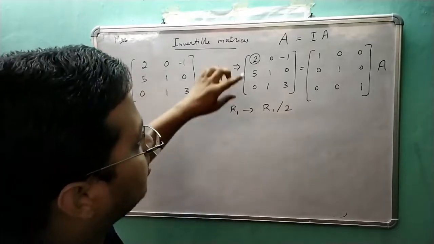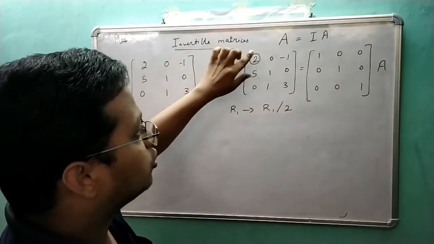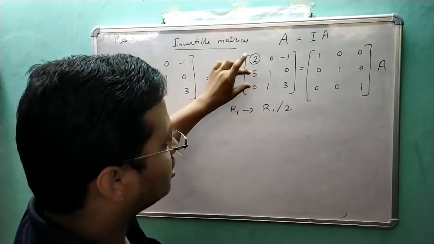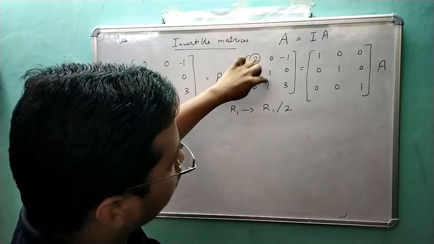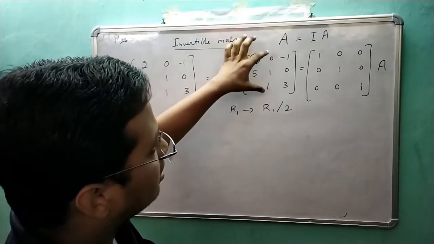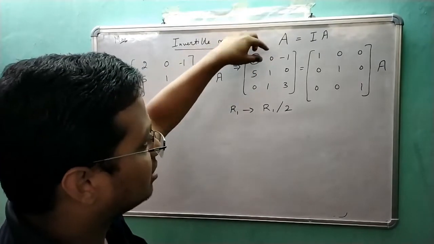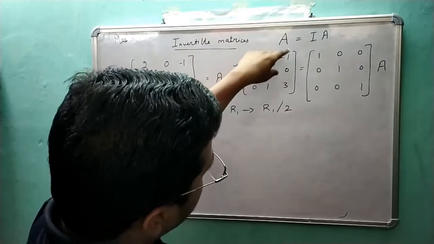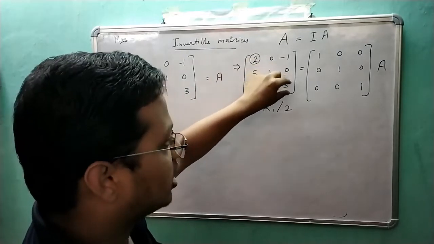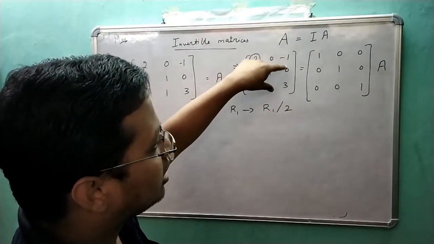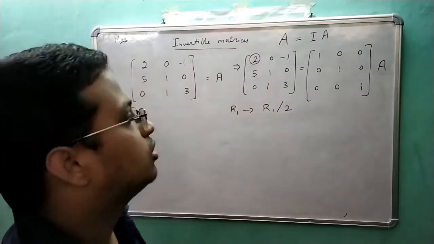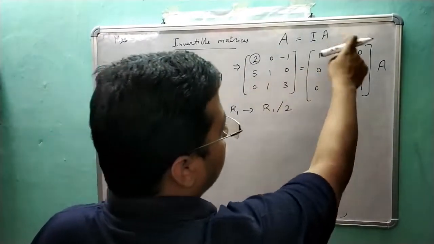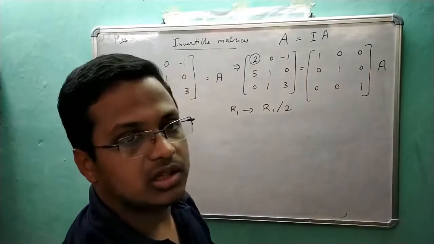Our concept is we will make this 1, then using this 1 we will make the other two elements of R2 and R3 0. Then we will make this 1 and using that we will make the other two elements of that column 0. Then we will make the third row third column element, the last element, 1, and using that we will make the other two elements of that column 0. Hence we will get 1 0 0, 0 1 0, 0 0 1. And whatever matrix we get here will be A inverse.